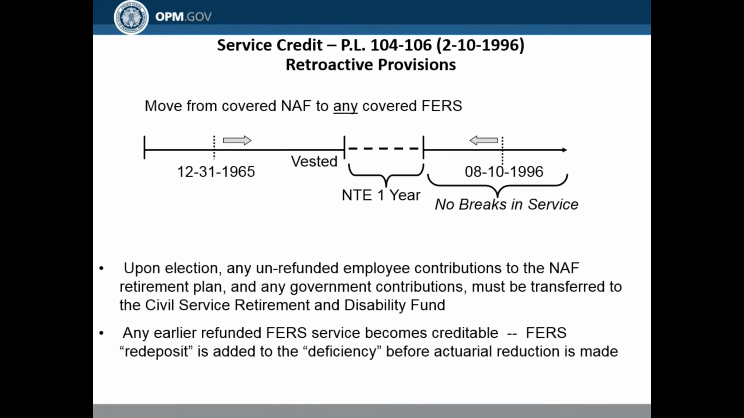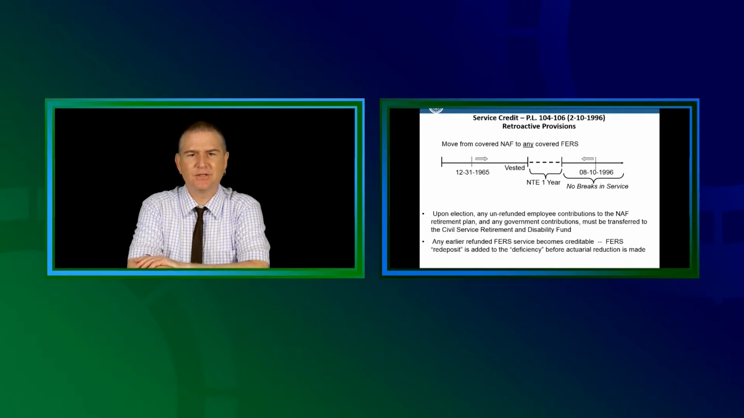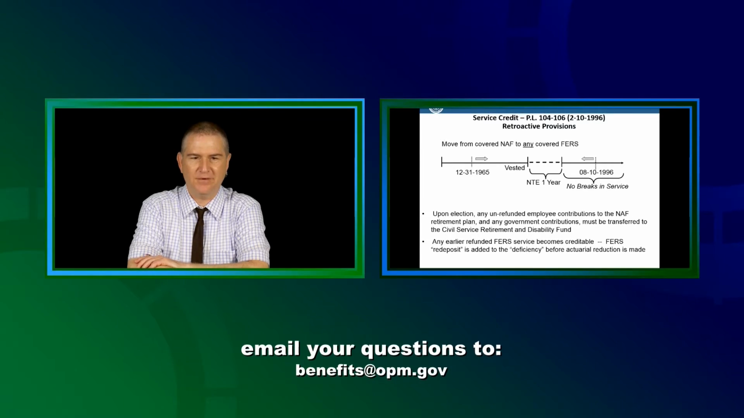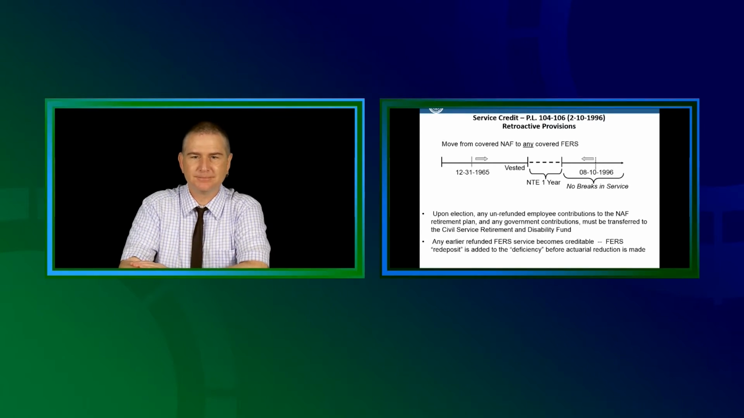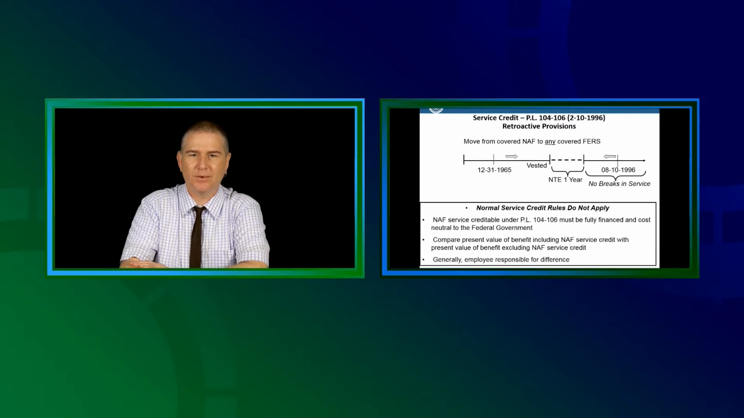Now, with the new rules, with the NDAA provisions, that's only going to happen if the person doesn't make the FERS redeposit for that prior period of refunded time. Because the rules changed for the NDAA provisions as of October 28th, 2009, you could actually make a redeposit for that period of refunded time and not have to worry about the actuarial reduction under Public Law 104-106.